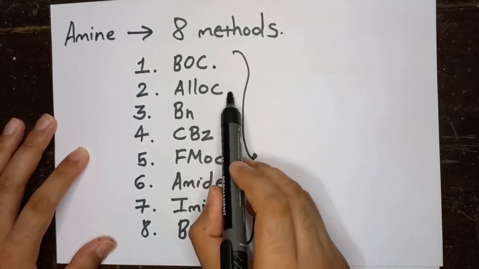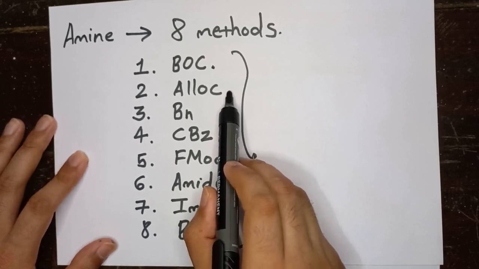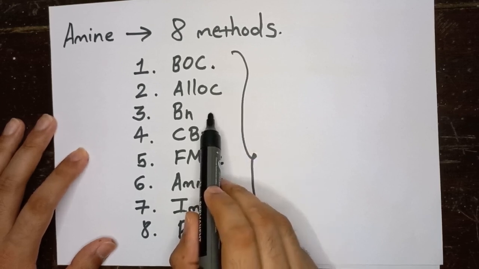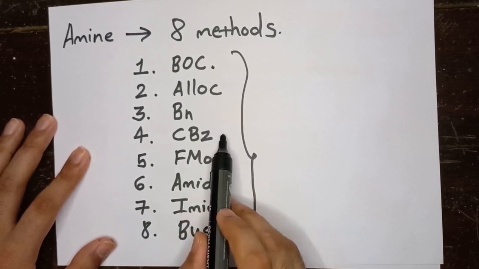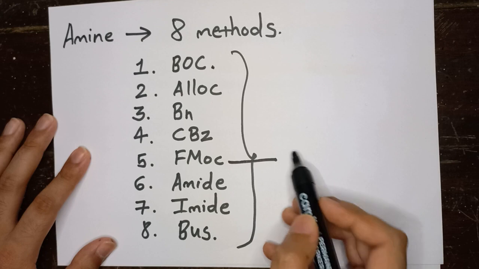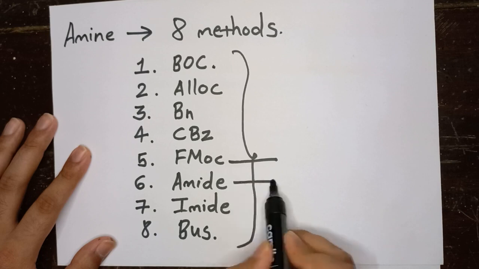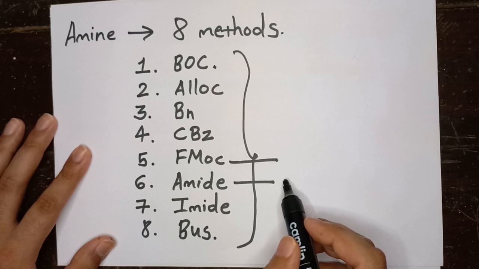For alloc protection we use alloc anhydride or alloc chloride, and to deprotect alloc we use palladium metal. For benzyl protection, once again benzyl chloride or benzyl bromide, and to deprotect the benzyl group we use hydrogen with palladium on carbon. For CBZ, the same strategy: protection with CBZ chloride or CBZ anhydride, and deprotection with H2, Pd/C. For FMOC, we use FMOC chloride, and to deprotect we use amine bases. For amide, we use acid anhydride to protect, and we deprotect under acidic or basic medium.